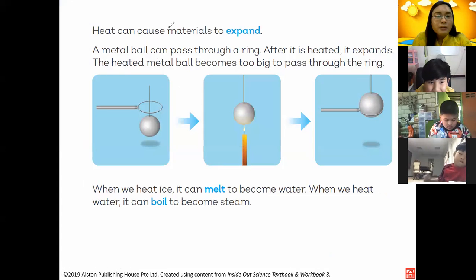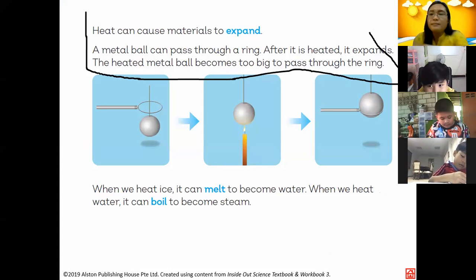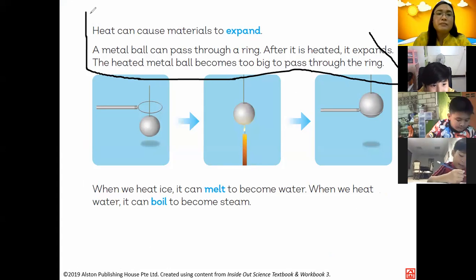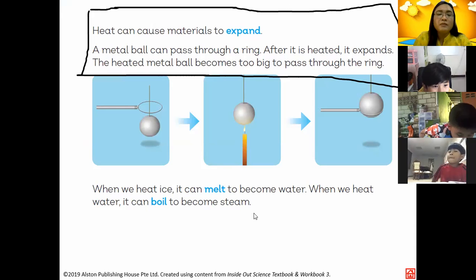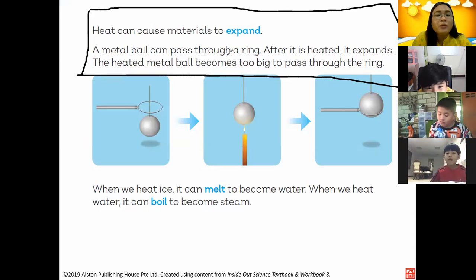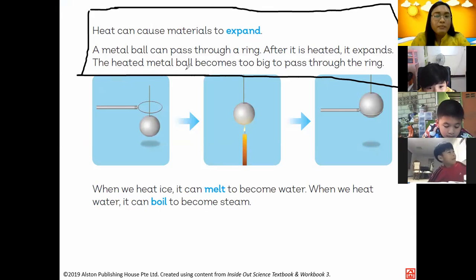Hushi, can you read this part? Heat can cause a material to expand. A metal ball can pass through a ring. After it is heated, it expands. The heated metal ball becomes too big to pass through the ring.